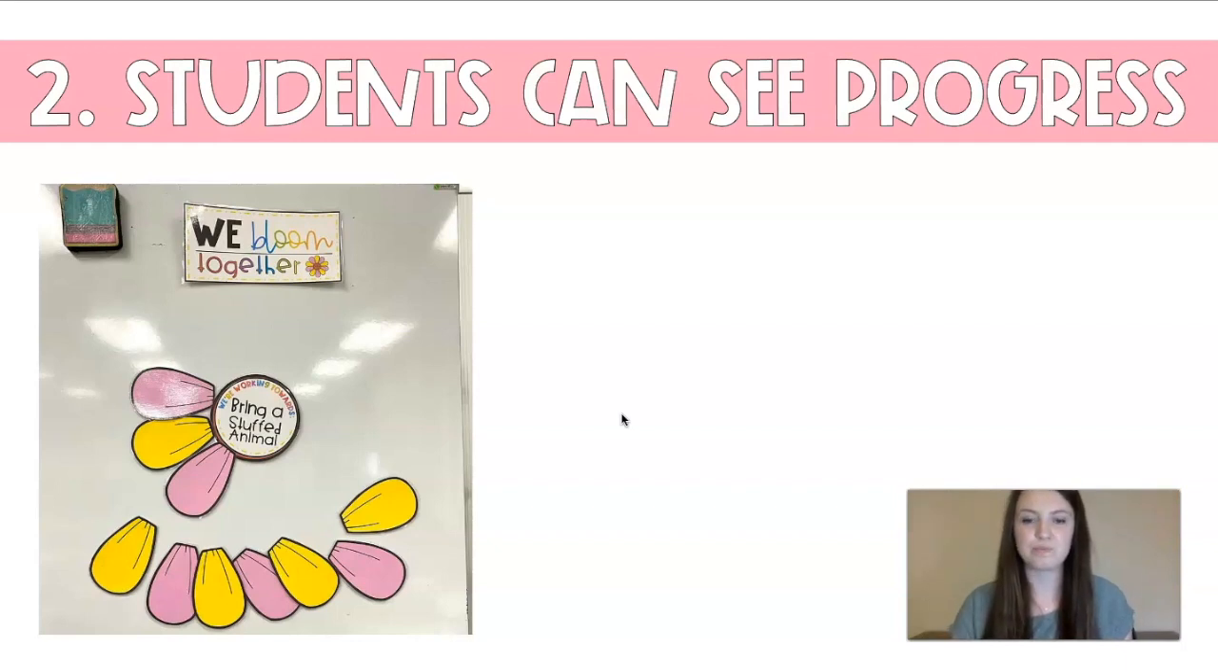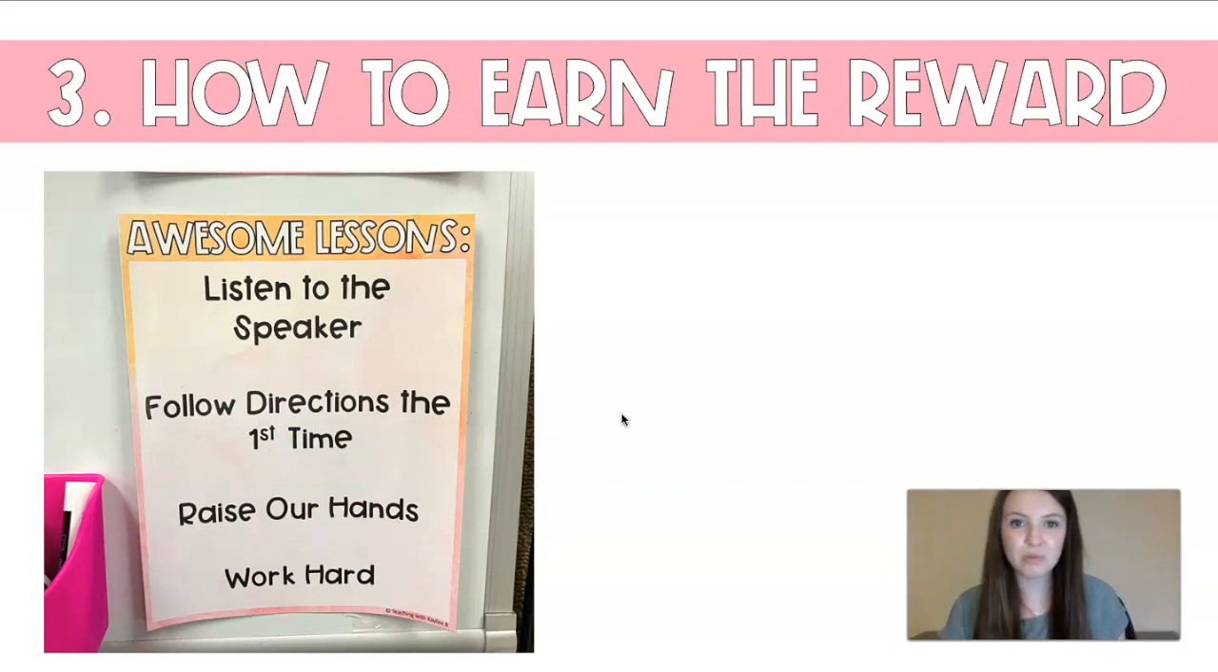So it just makes it really motivating for students when they can actually see their progress and see what they need to do. And number 3, you want to give students understanding on how to earn the reward or how to earn those elements to the whole class reward system. Remember, for mine, it's those petals. Okay, one way to do this is to set expectations for the direct instruction heavy periods in your classroom.